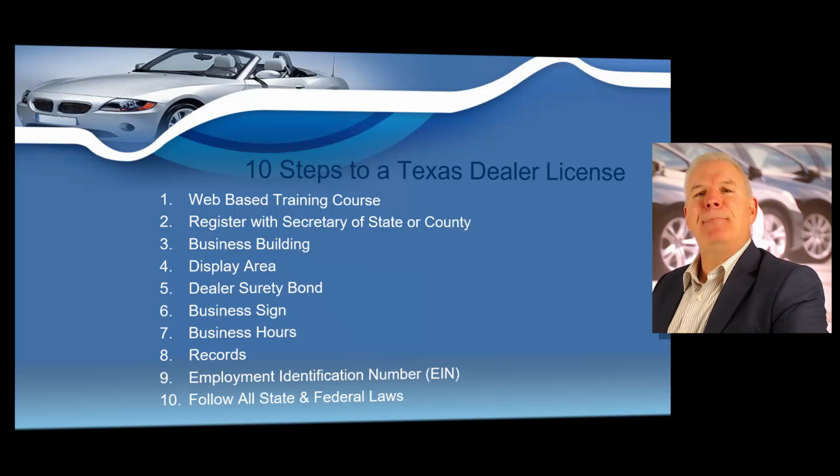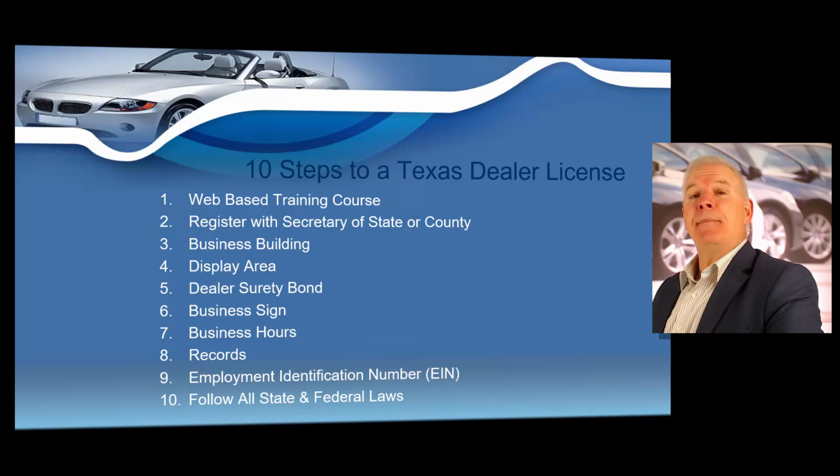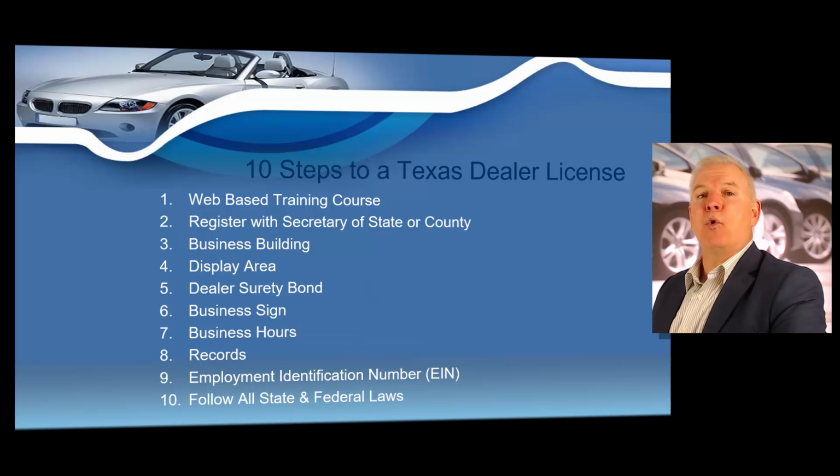Step number 6, a business sign. You need a permanent business sign that is visible from the public roadway. The dealership name on the sign must be at least 6 inches or larger, and always make sure that the letters in the dealership name meet the minimum height requirements under Texas state law.